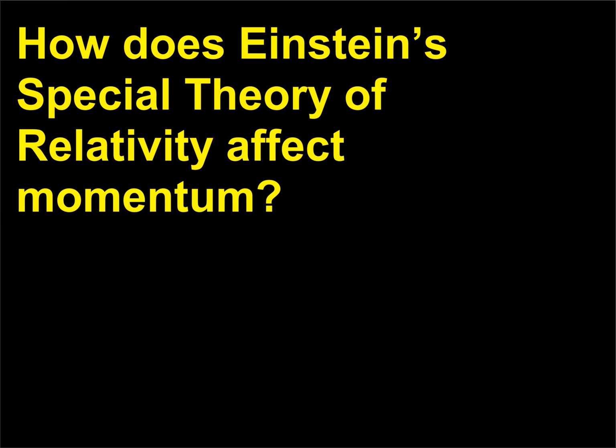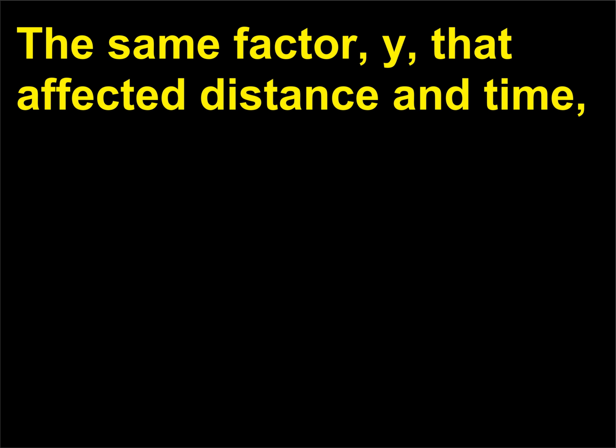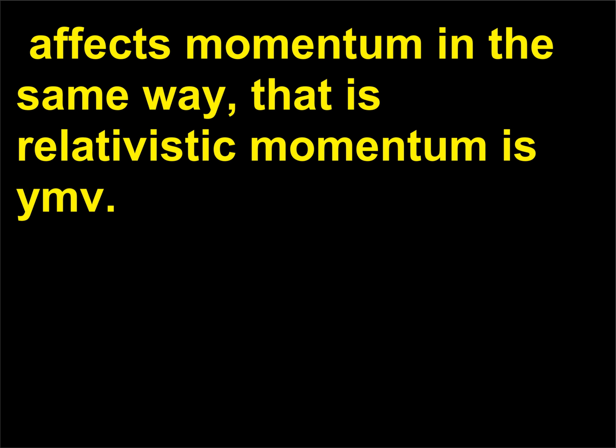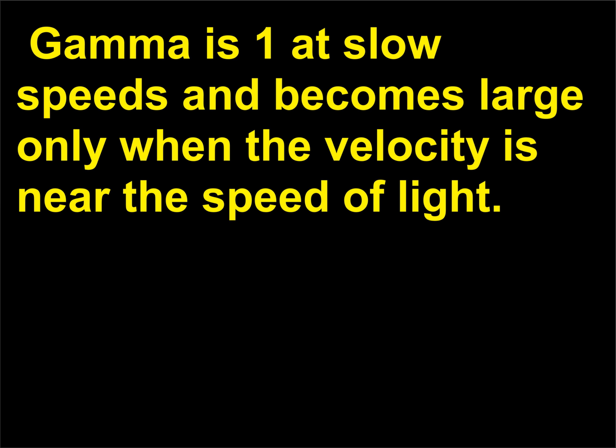How does Einstein's special theory of relativity affect momentum? The same factor, gamma, that affected distance and time, affects momentum in the same way, that is, relativistic momentum is γmv. Gamma is 1 at slow speeds and becomes large only when the velocity is near the speed of light.